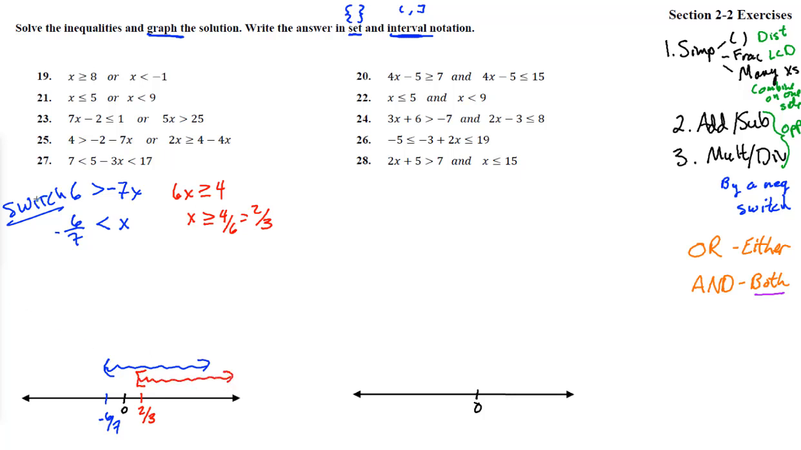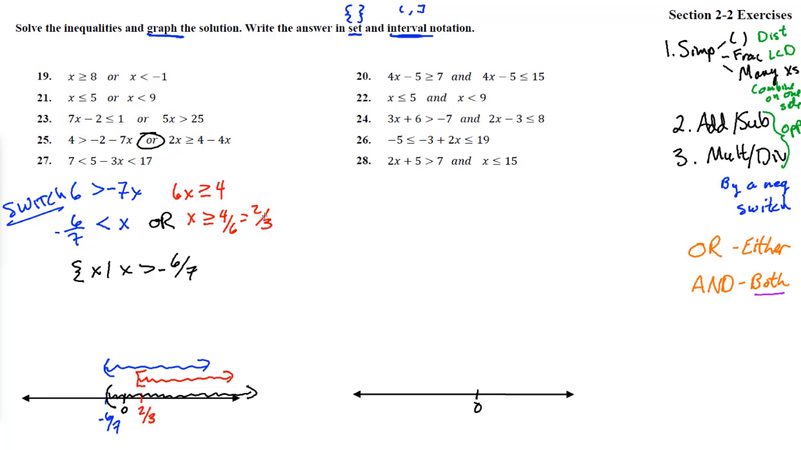And what is the word between them? The word between them is or. This is an or statement, so we need to take everything that is in either this one or that one. So we're going to start down here at -6/7 like that. And I color everything that is either red or blue or both. So the answer is just those that are greater than -6/7. So the set will look like this: x greater than -6/7.